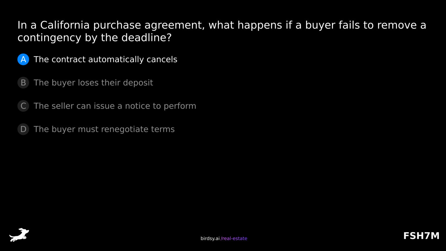Is it A, a contract automatically cancels? B, the buyer loses their deposit? C, the seller can issue a notice to perform? Or D, the buyer must renegotiate terms? The answer is C, the seller can issue a notice to perform.